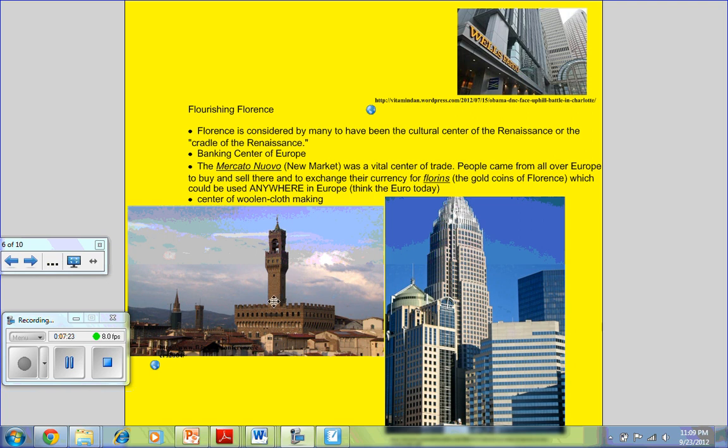Also centered in Florence was Mercato Nuovo. I'm sure I'm pronouncing that wrong, but I gave it my best shot. This was also a huge place for trade. So people from all over Europe would come to this market specifically to trade and sell their goods. Also worthy of note is that Florence was a major center of woolen cloth making. So they did a lot of making clothes and exporting that around the world.